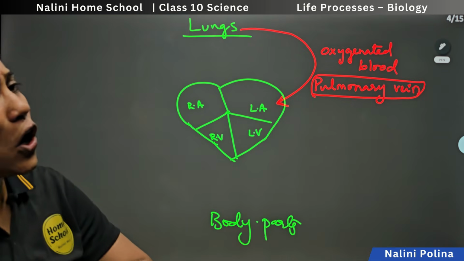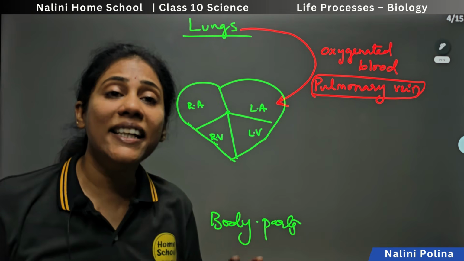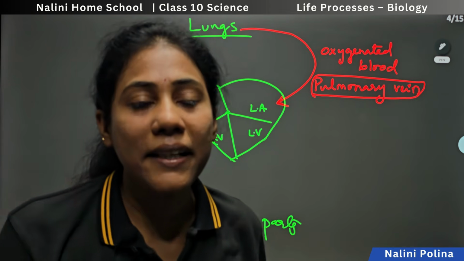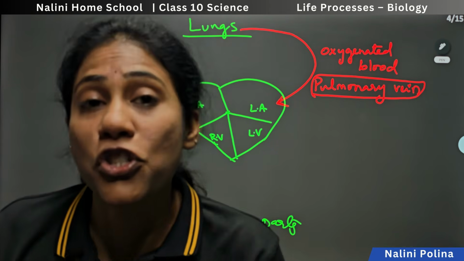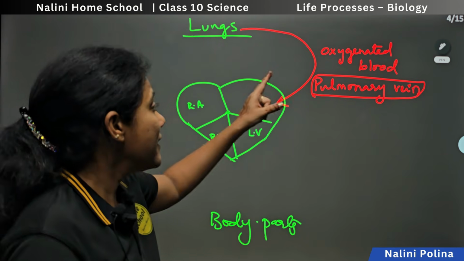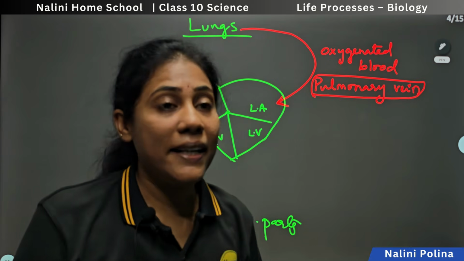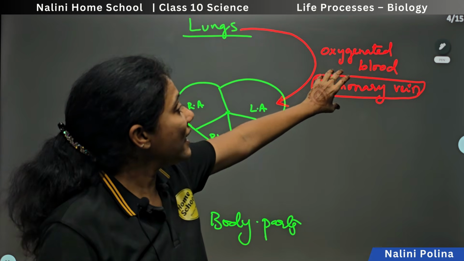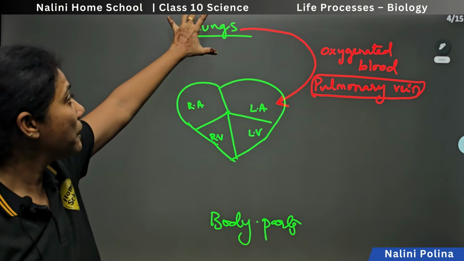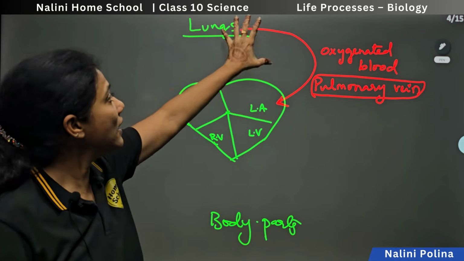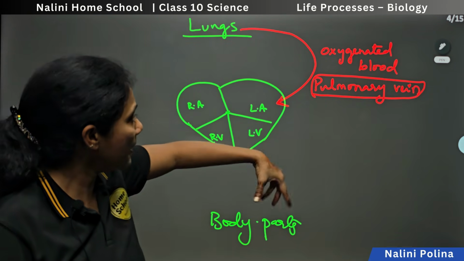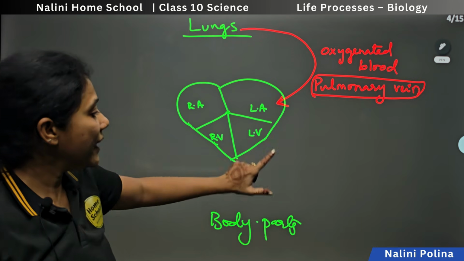Otherwise, all the rest of the veins in our body carry deoxygenated blood, the blood which is rich in carbon dioxide. But this is the only vein that carries oxygenated blood. From where to where is this bringing the blood? This is bringing blood from the lungs. Both the lungs have pulmonary vein pipes connecting to the left atrium, guys.